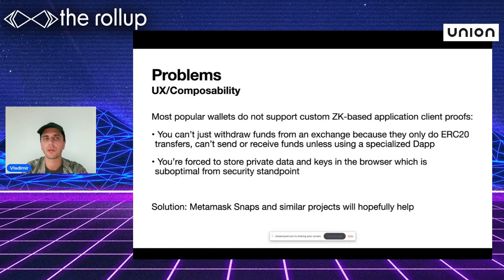So I hope that in the near future, wallet extensions such as MetaMask Snaps will help at least with the problem of securely storing the keys and data. And we will see in the future also whether the problem with addresses and compatibility will somehow be solved.